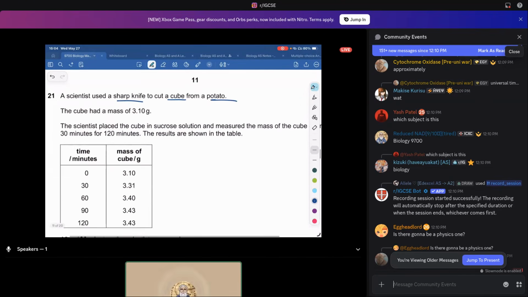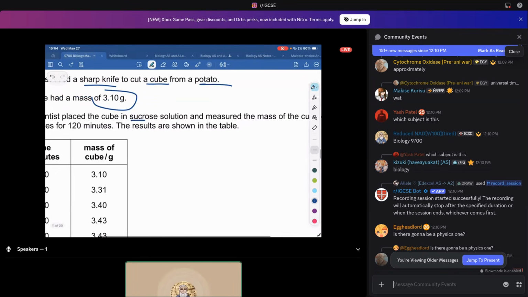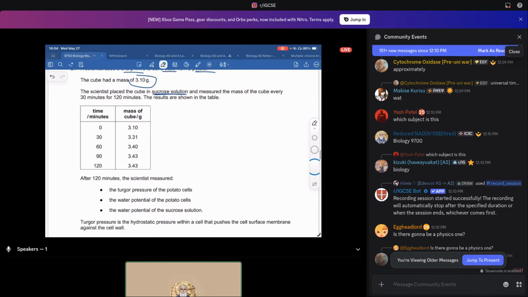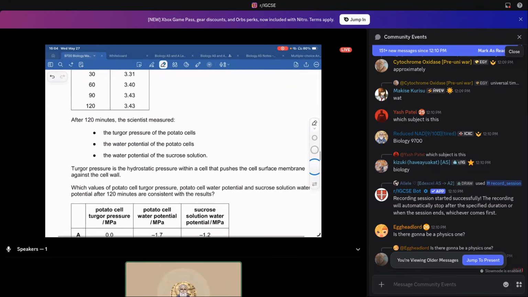A scientist used a sharp knife to cut a cube from a potato. It had this mass. Scientists placed this cube in the sucrose solution and measured the mass. Sucrose solution, so low water potential in the potato. Oh, never mind. There's still more to the question.